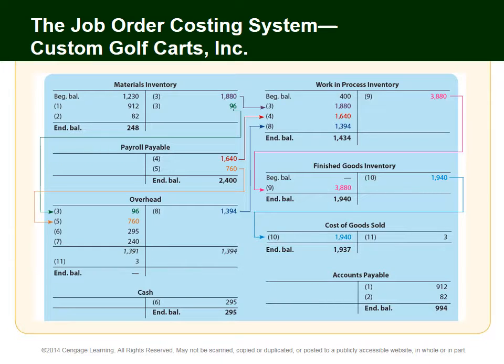So here again is a summary. Materials, overhead, which has been zeroed out, our work in process, which is showing that we have $14.94 for job CC, I think it is, finished goods, cost of goods sold, and this is the way the T accounts transpire in a job order costing system.